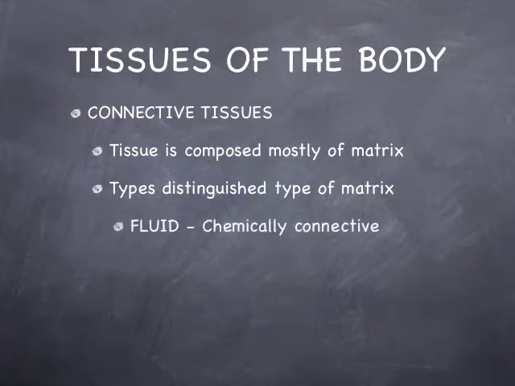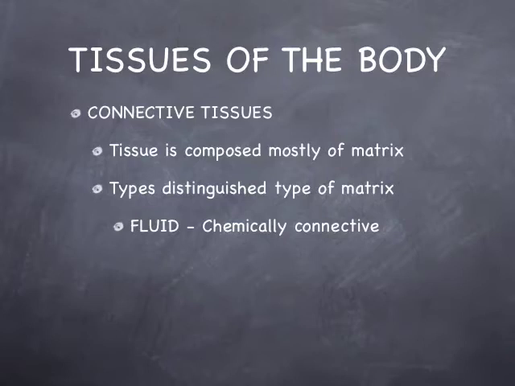If you look at your handout, there are 3 major types of matrix that we're going to find in these tissues. The first, and maybe the simplest, is fluid type of tissue. Now this one catches people off guard, typically. When we talk about the matrix of the tissue being fluid, we're talking about basically one type of tissue, which is your blood.